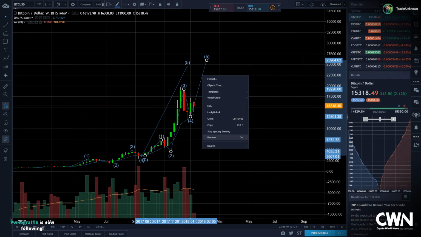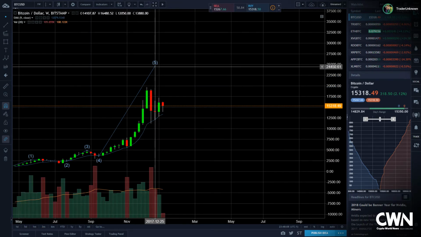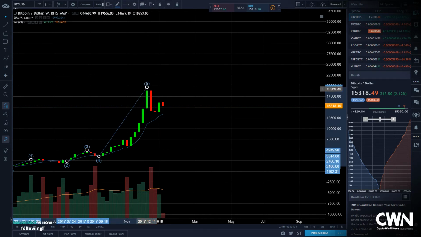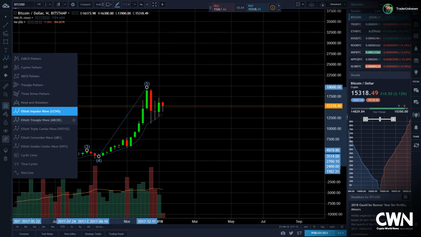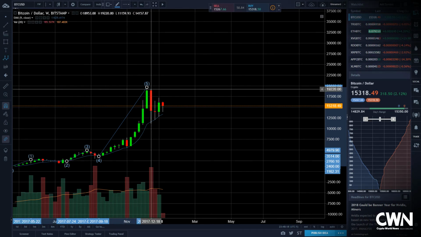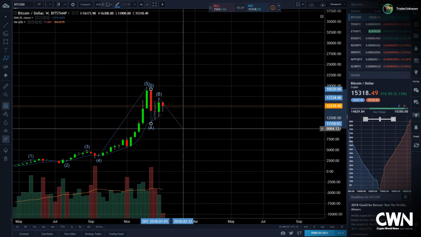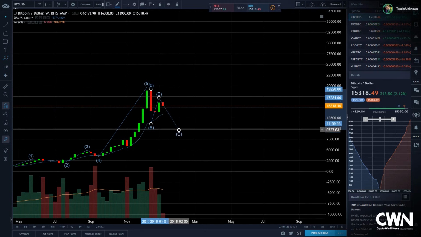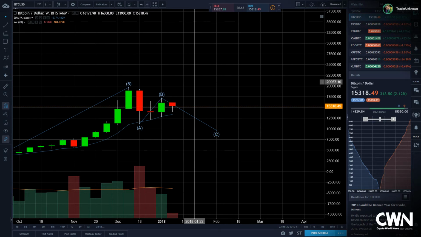If not, the other option would be that this is already a completed full 5 up, and that we are in a corrective 3-wave retrace. And so I would expect C to maybe be about there. Let's pull the projection and see what that actually looks like.